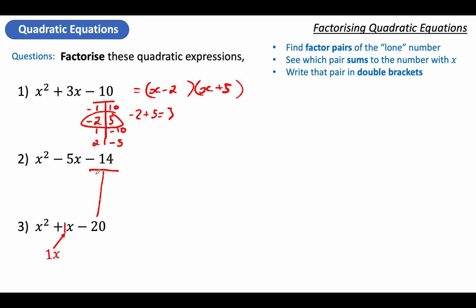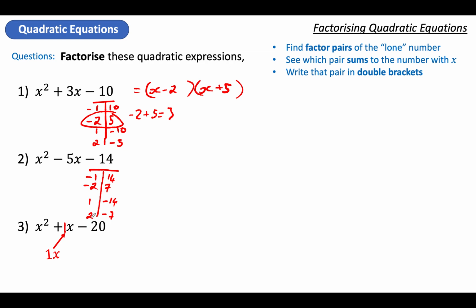Okay, factor pairs for 14 first. 1 times 14, or 2 times 7. Now this is negative 14, which means it could be that the first number is negative in each of our pairs, or it could be that the second number is negative in each of our pairs. Right? But which pair adds together to make negative 5?